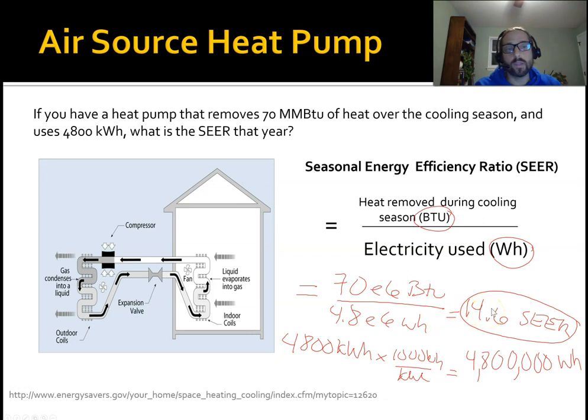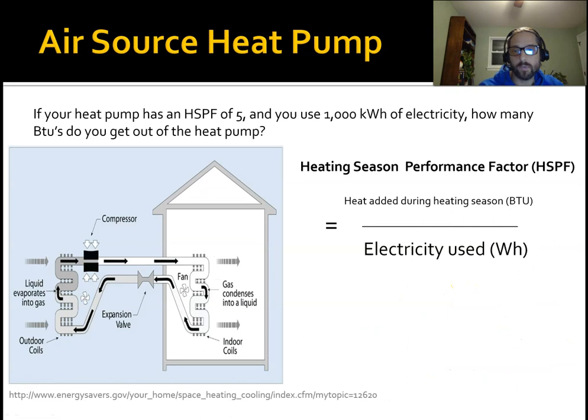So if you do this right, if you get a number like 40 or 1, you probably did something wrong. It's usually going to be in this 10 to 15, maybe a little bit higher range. Okay, so we can do the same thing with HSPF.